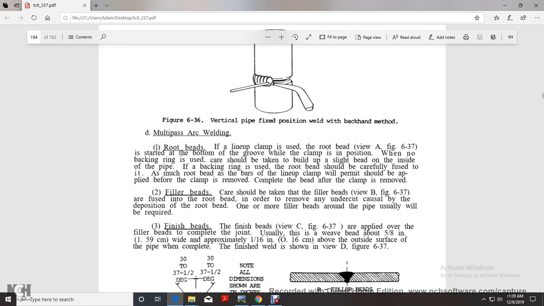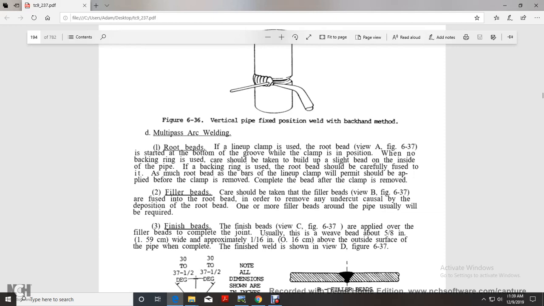If no backing ring is used, care should be taken when building up the slight bead on the inside of the pipe, and the root bead should be carefully fused to it. As much of the root bead as the line-up clamp will permit should be applied with the clamp in place. The clamp is then removed and the root bead completed, followed by the filler bead.